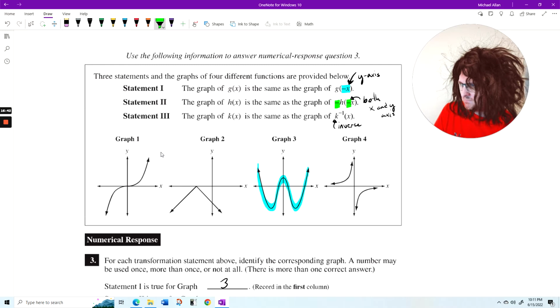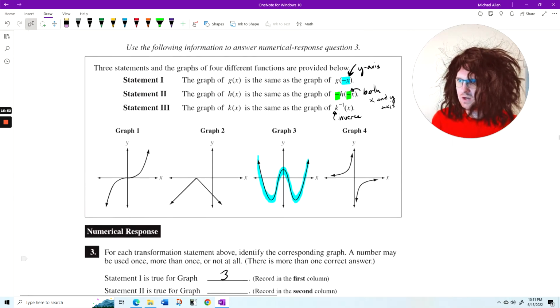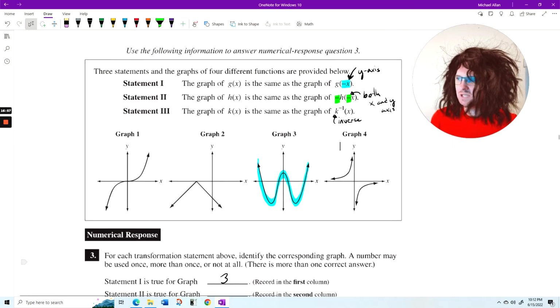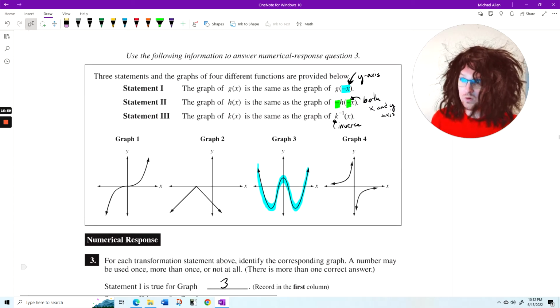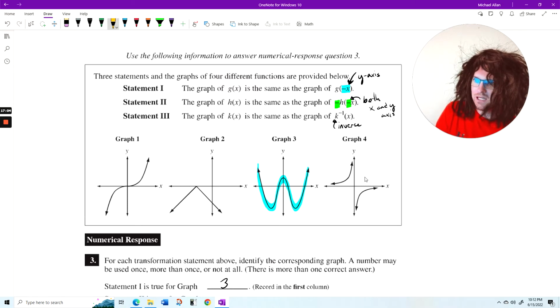This one, possibly, if I flip it over both axes, and this one, if I possibly flip over both axes, there's more than one correct answer. So it kind of looks like it could be either graph 1 or 4. So if I show the steps there, let's just put a light color. If I reflect it over, say, the y-axis first, it'll look like that. And then if I reflect it over the x-axis, it's going to look like that. So it's going to be on top of the other one.